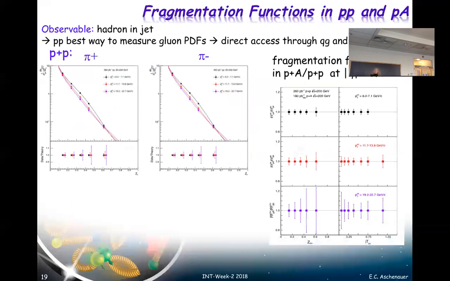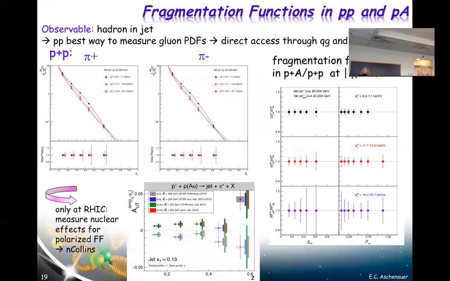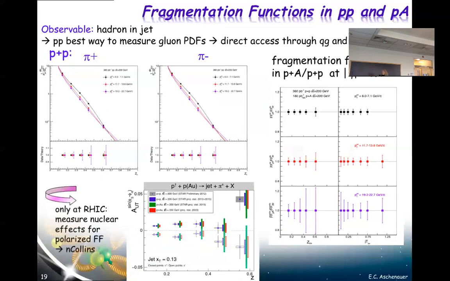We can do that also in pA, and then we can form the ratio. So we can look at how the gluon fragmentation is modified going from a proton to a nucleus. And RHIC is the only place where we can do that also for the Collins function. So we can really study whether we have a modification of the Collins fragmentation function, so spin effects, if we go from a proton to a nucleus. Really dumb question. The upper left, is that data? No, that is a projection. It's based on what we already have.